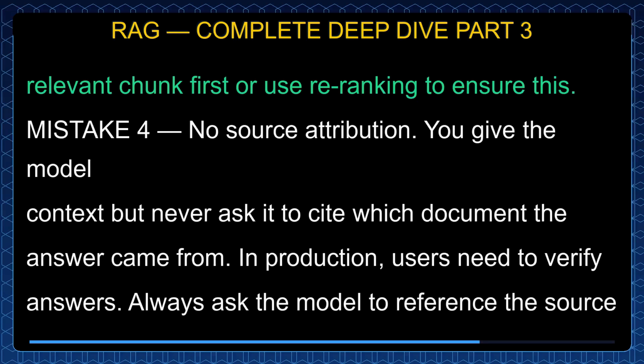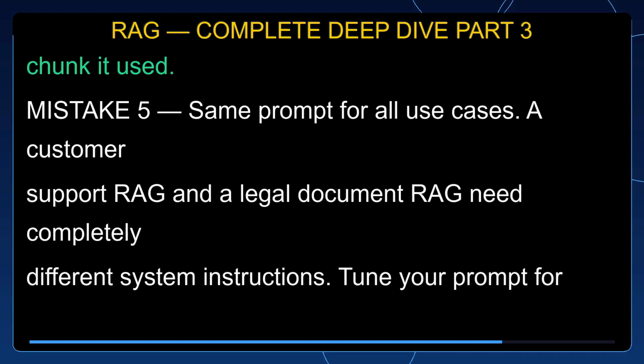Mistake 4. No source attribution. You give the model context but never ask it to cite which document the answer came from. In production, users need to verify answers. Always ask the model to reference the source chunk it used. Mistake 5. Same prompt for all use cases. A customer support RAG and a legal document RAG need completely different system instructions. Tune your prompt for your specific domain, tone, and failure modes.